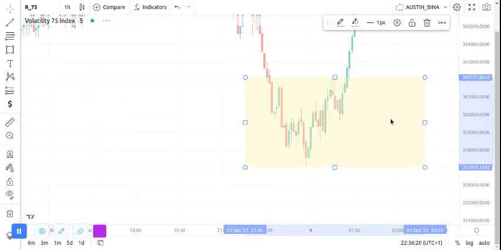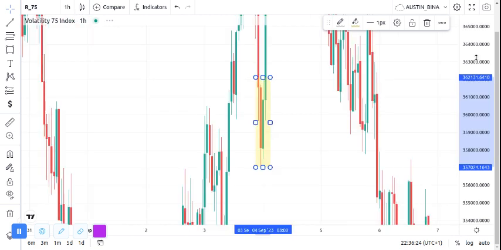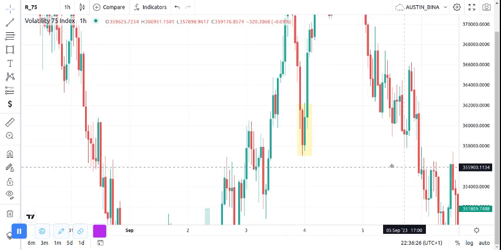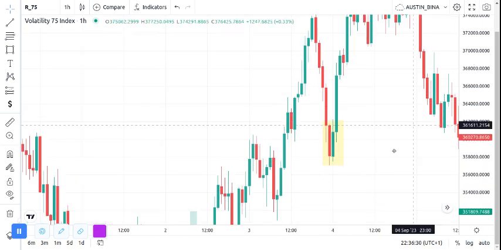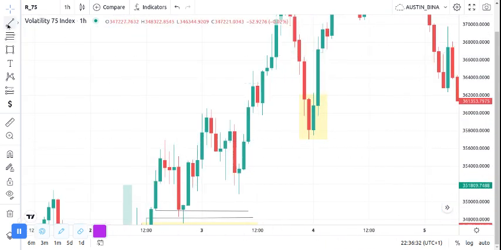So I outlined it so we can go to our one hour time frame. Let's see where that move occurred. It did occur in the institutional reference point. I told you guys that this is it. Look at where that move occurred.